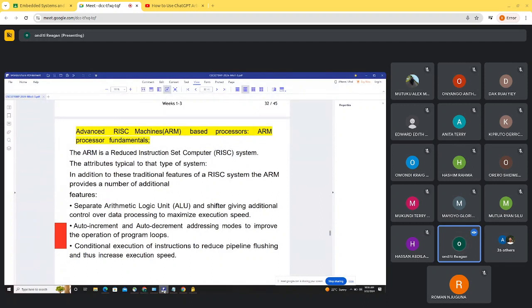ARM is attributed typically to that type of system. In addition to the traditional features of a RISC system, ARM provides a number of additional features. One of the features that ARM brings in is that it has come up with a separate arithmetic logic unit. And I believe you know the various components of arithmetic logic units.